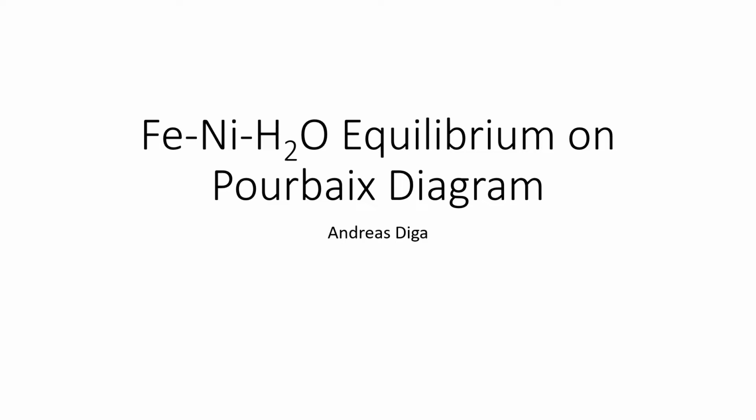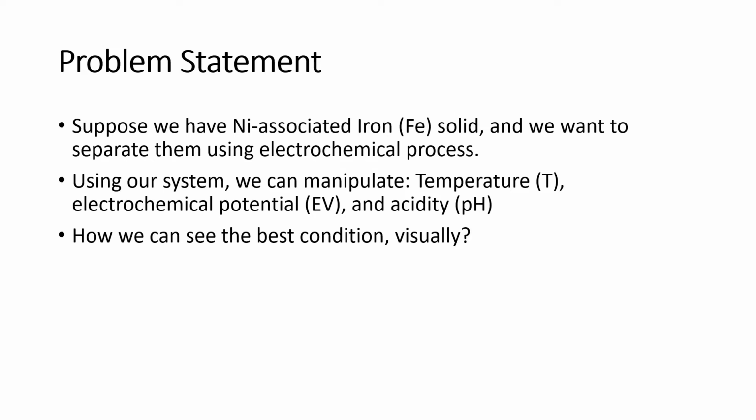Okay, good morning everyone. Today we are going to talk about iron and nickel on Pourbaix diagram. We are going to look at the Pourbaix diagram using FactSage again. And here's our problem statement. First, suppose that we have nickel-associated iron solid that we want to separate them using electrochemical processes.